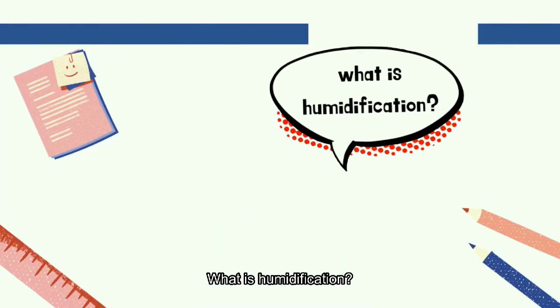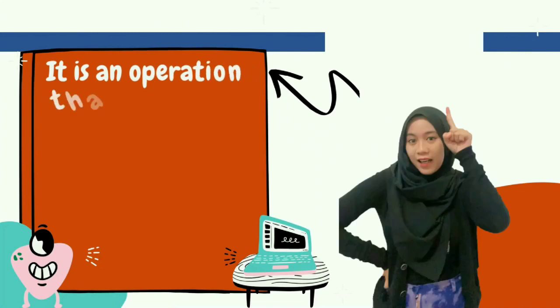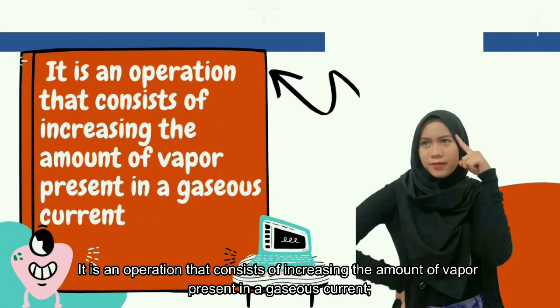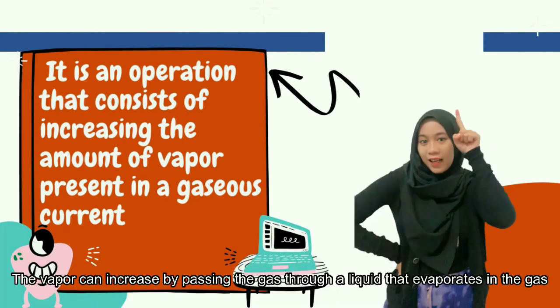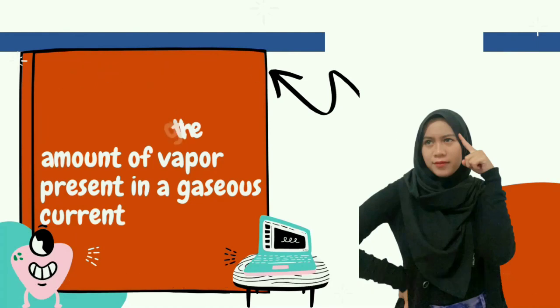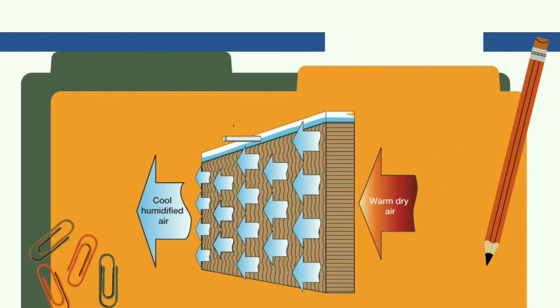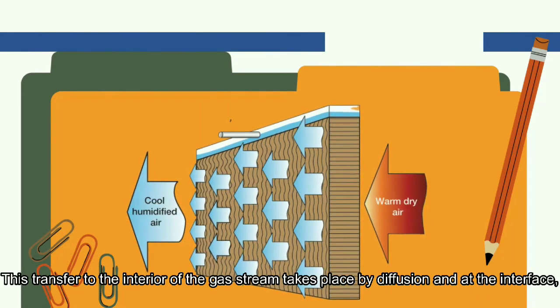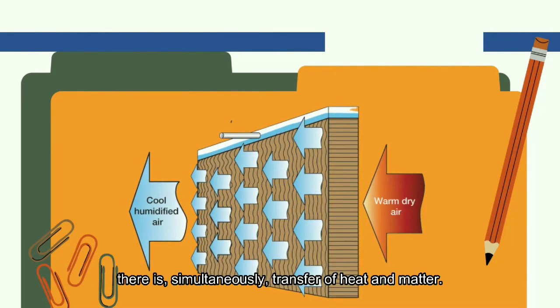What is humidification? It is an operation that consists of increasing the amount of vapor present in the gaseous current. The vapor can increase by passing the gas through a liquid that evaporates into the gas. This transfer to the interior of the gas stream takes place by diffusion, and at the interface there is simultaneous transfer of heat and matter.